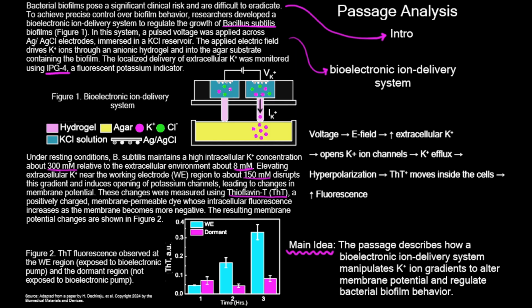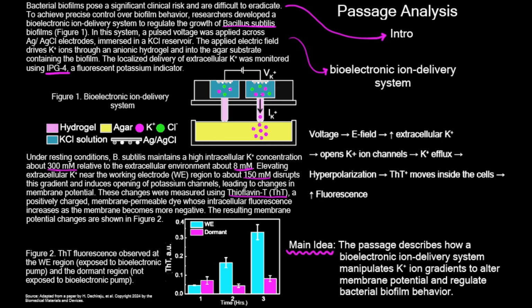First, a voltage pulse controls the movement of K plus ions. The voltage pulse creates an electric field which deposits K plus ions on the extracellular side of bacterial cells within the biofilm. The increased extracellular K plus concentration influences potassium channel activity. When the potassium channels open, K plus ions move out of the cell down their concentration gradient because their concentration is normally higher inside the cell.